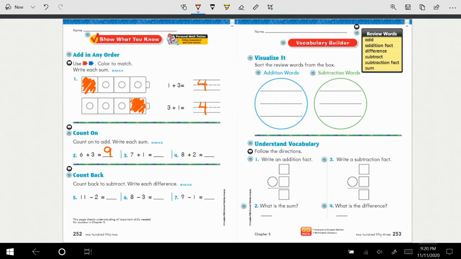Okay, number 3, 7 plus 1. 7 in the box, 1 outside, 7 in the box, 1 outside, 7 in the box, 1 outside, count on, 7, 8. Number 4, 8 plus 2. We'll start with 8 in the box, 2 outside, 8 in the box, 2 outside, 8 in the box, 2 outside, count on, 8, 9, 10.